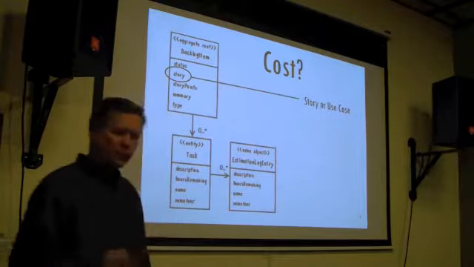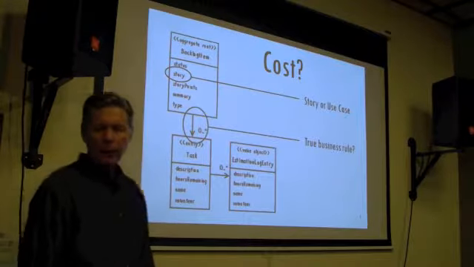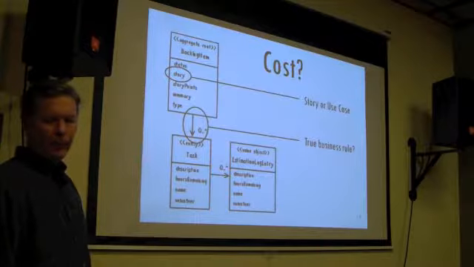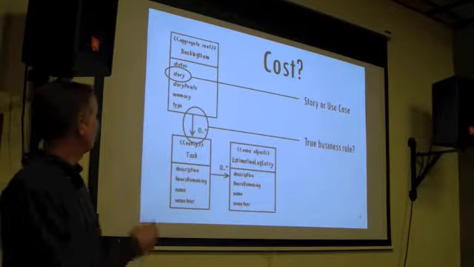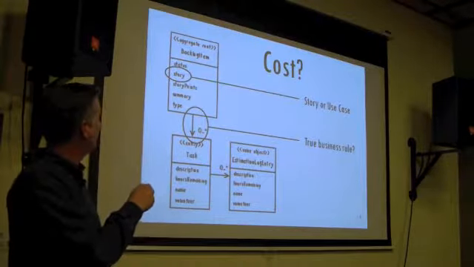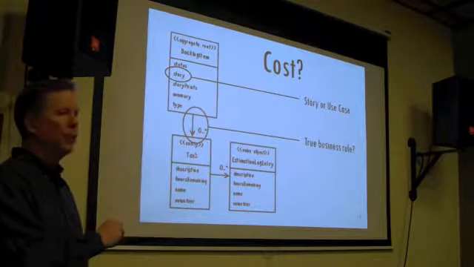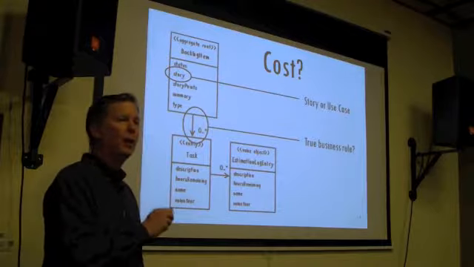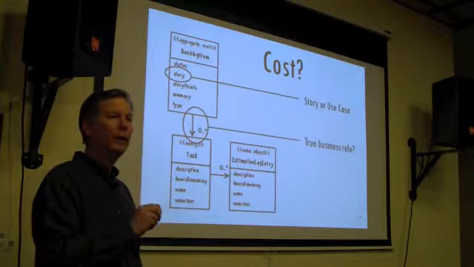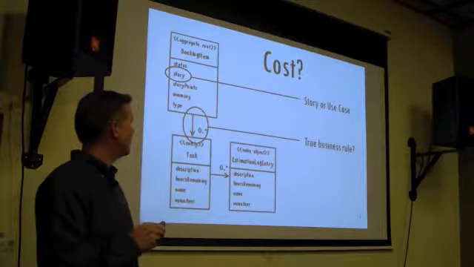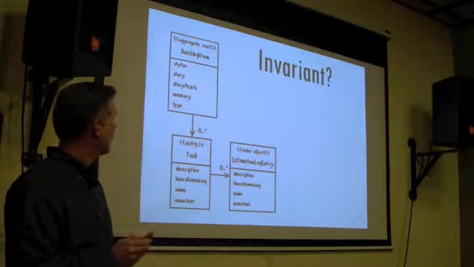So, in examining the cost, what might we do to break this up? Is this a true business rule? Does a backlog item require this relationship to a task because of a true business rule, a real invariant? That's the question. Well, let's look a little further.